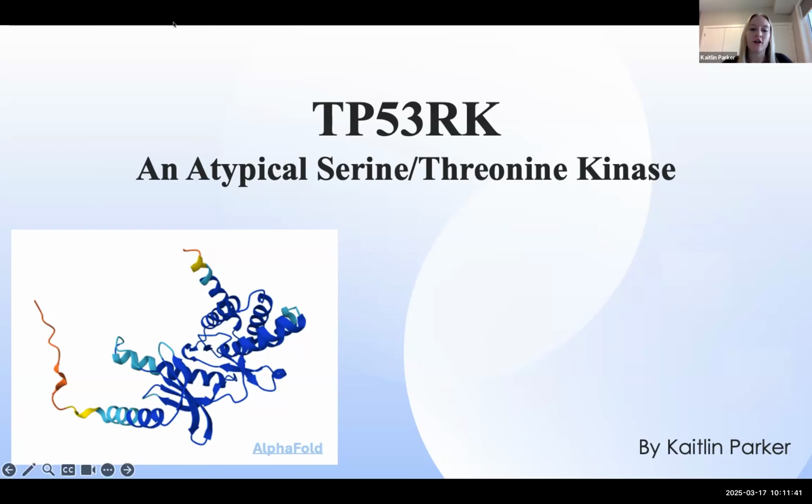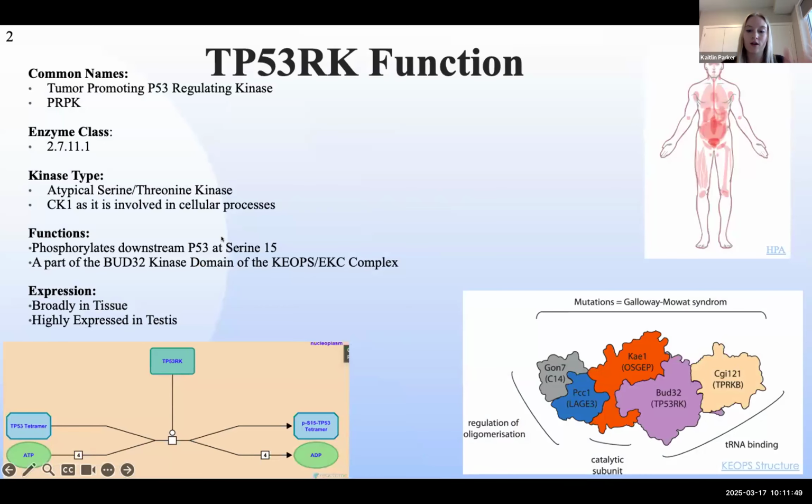So today I'm going to be talking about the tumor-promoting 53 regulating kinase. It's an atypical serine-threonine kinase. So it's on the Dark Kinase website. It indicates that it's part of the CK1 family that commonly phosphorylate key regulatory molecules that are involved in cell cycle and play essential roles in tumor progression.